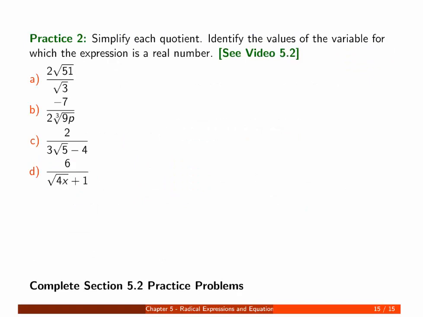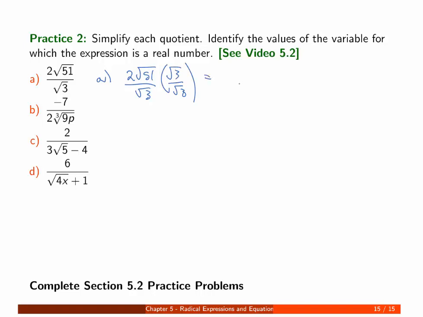Same thing. Let's start with a. We have 2 root 51 over root 3. In this case, you have to go right ahead and multiply top and bottom by root 3. It's the only way you're going to be able to get rid of this.